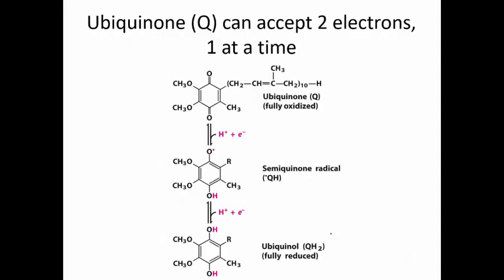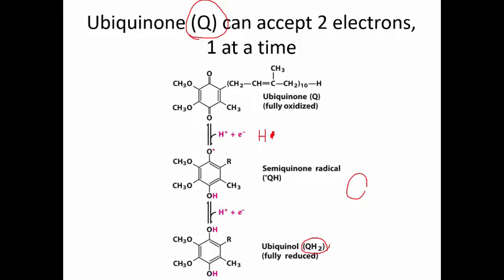So we're going to talk about those other 3 just so we can talk about how they deal with the electrons. So ubiquinone, which we can also just call Q for ubiquinone, can accept 2 electrons. It does pick up 1 at a time. So here's the fully oxidized form, which would be Q, without the H's. And then it picks up a hydrogen atom, so a proton plus 1 electron, and that becomes a semiquinone radical, QH. And usually we're going to see that it then picks up another hydrogen atom to become ubiquinol, which is the fully reduced form, QH2.